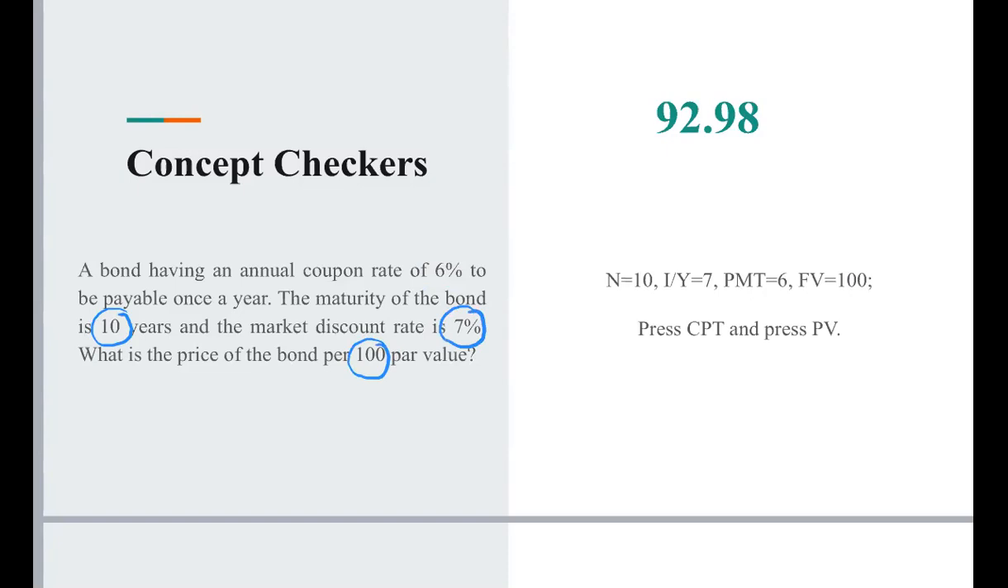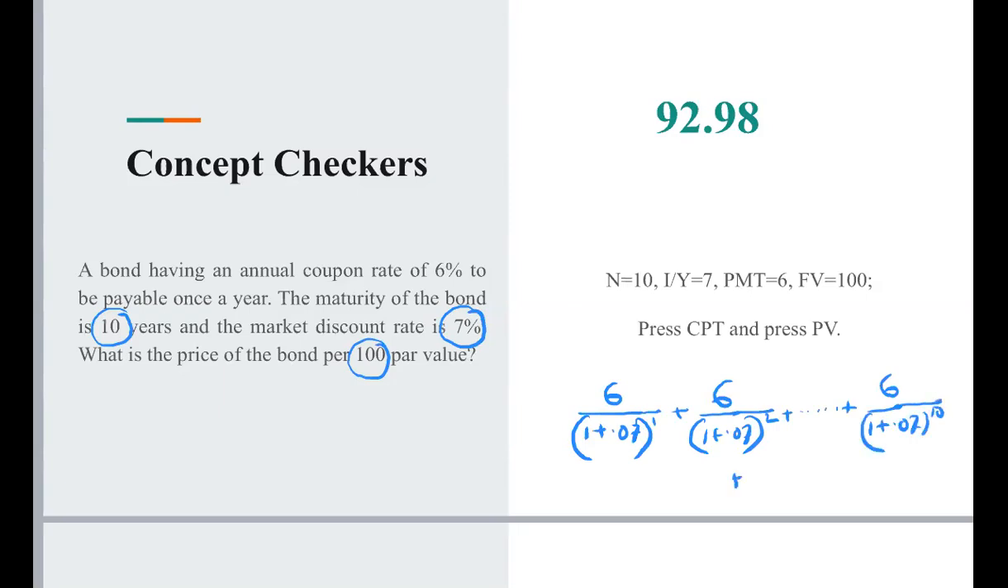If we try to find the present value of the bond, investors will get Taka 6 every year. The market discount rate is 7%. So the first coupon is discounted at the 7% rate. The second coupon is also discounted at the 7% rate, 6 divided by 1 plus 0.07 to the power 2. This way it will continue up to year 10. On year 10, the investor will also get the principal payment of the bond. So 100 will be discounted at the 7% rate, 100 divided by 1.07 to the power 10. So the present value should be equal to 92.98.